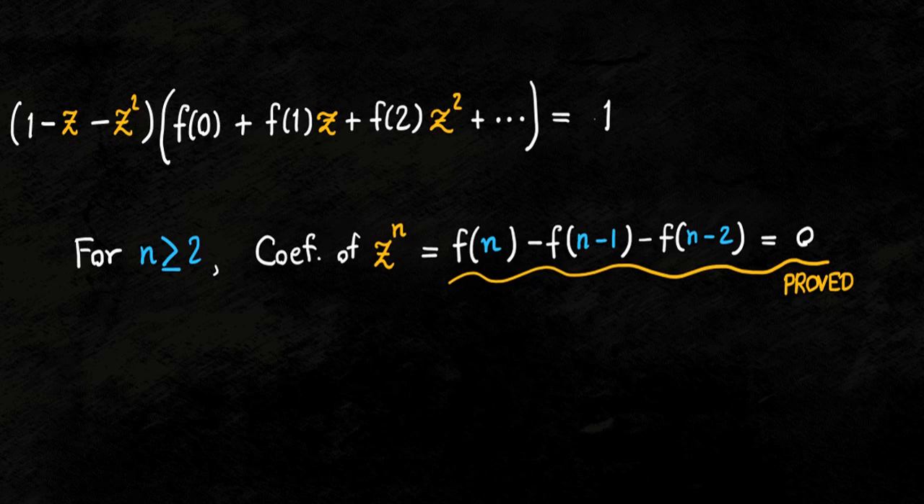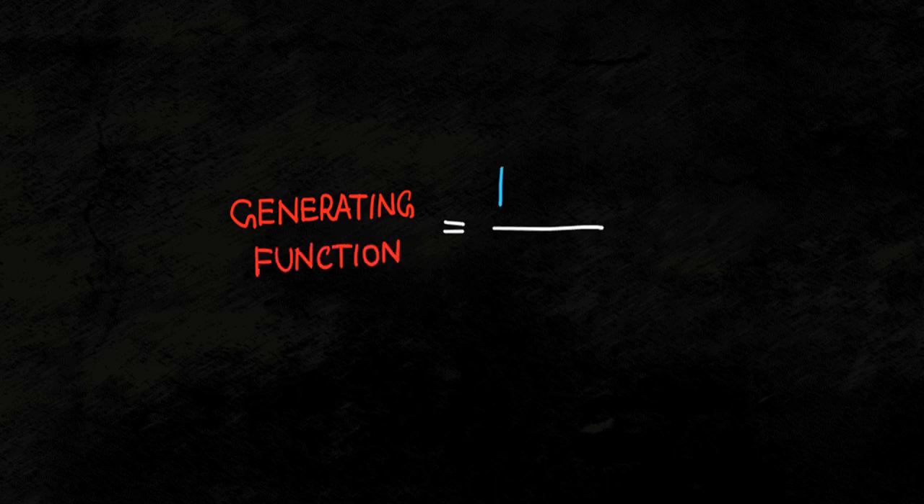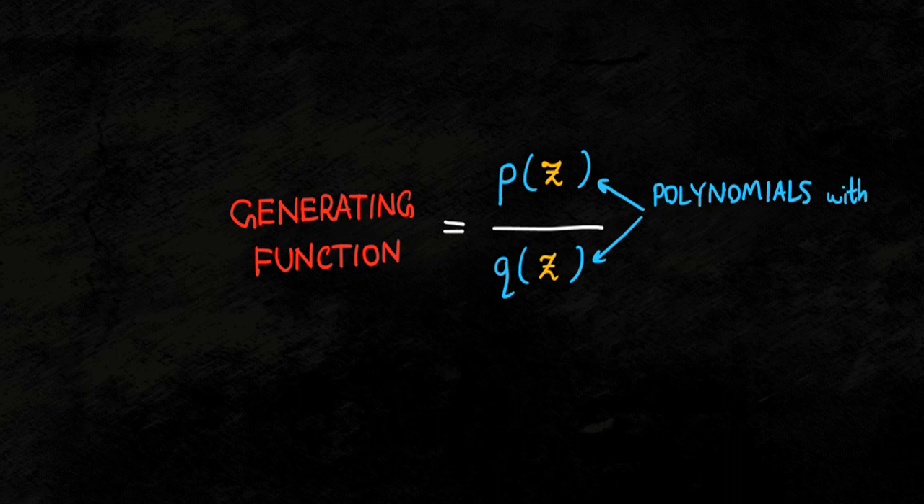Okay, what about the coefficients of z to the power of 1 and the constant term? We get the following relations, which is equivalent to saying that f of 0 and f of 1 are both equal to 1. This works in general whenever our generating function is the ratio of two polynomials with the degree of the numerator less than the degree of the denominator. Let's call these proper rational generating functions.